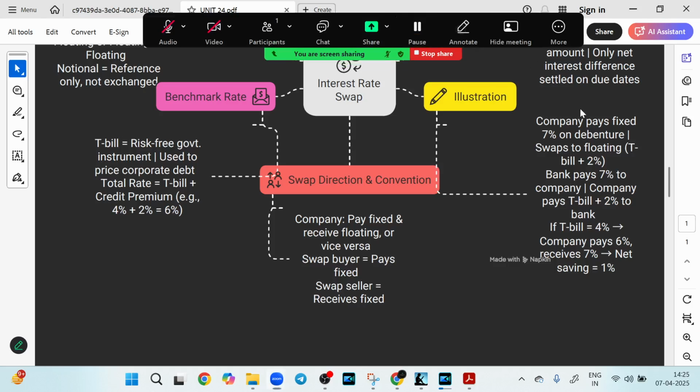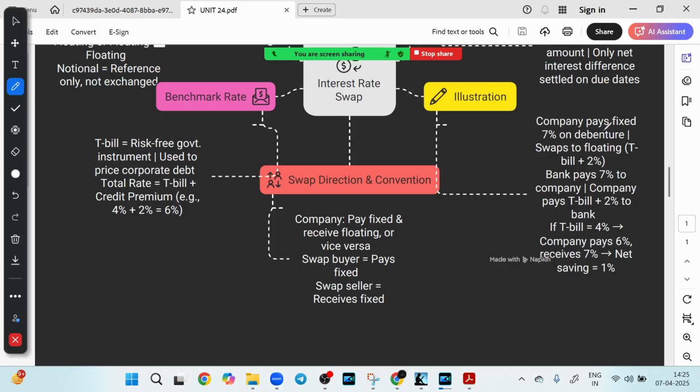Coupon swap. What does coupon swap mean? Interest is fixed in one currency and floating in the other, great for international deals. So in one currency the interest is fixed and in the other currency the interest rate is floating. Then it is good for international swaps.